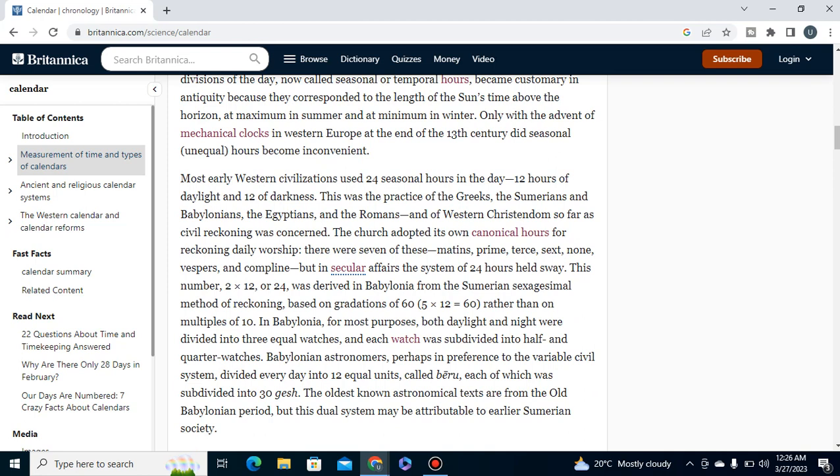The oldest known astronomical texts are from the Old Babylonian period, but this dual system may be attributable to earlier Sumerian society.